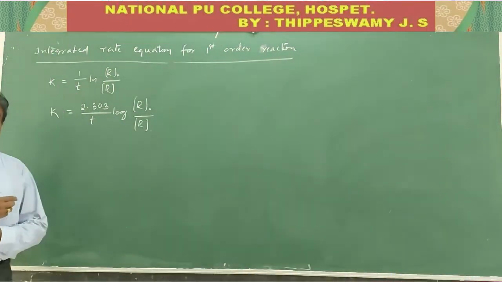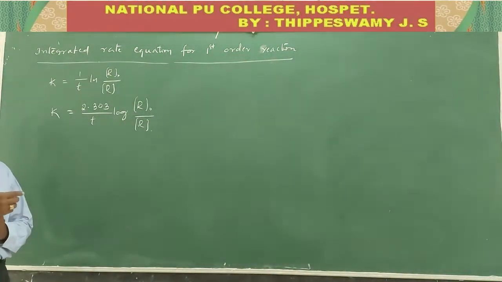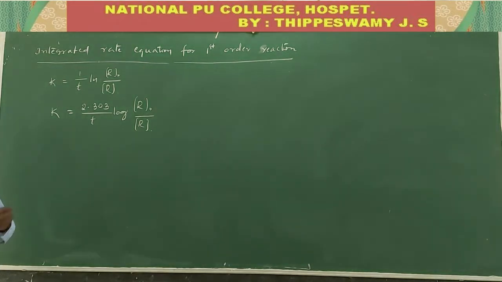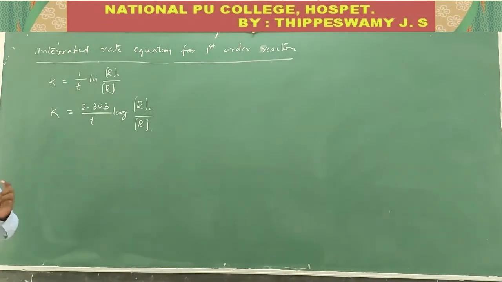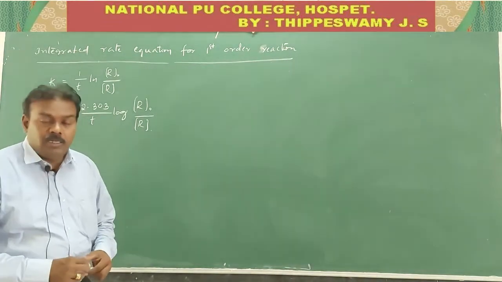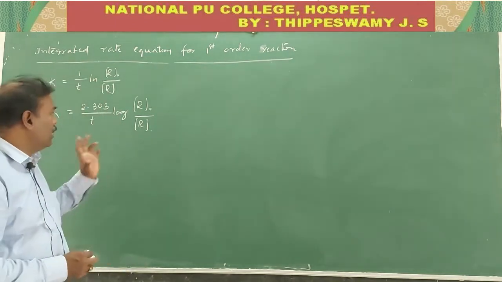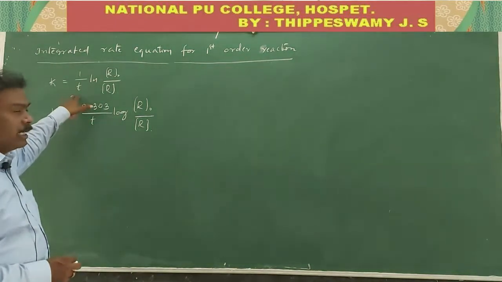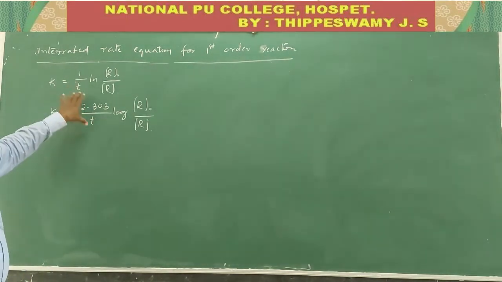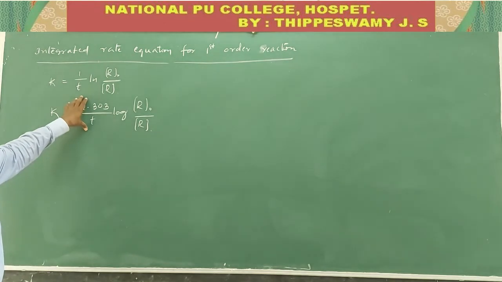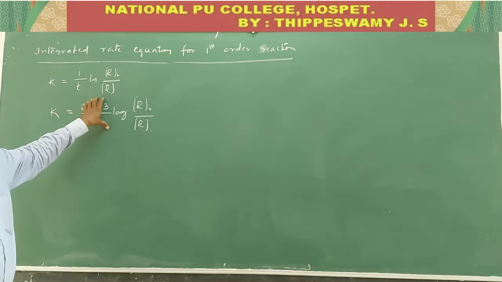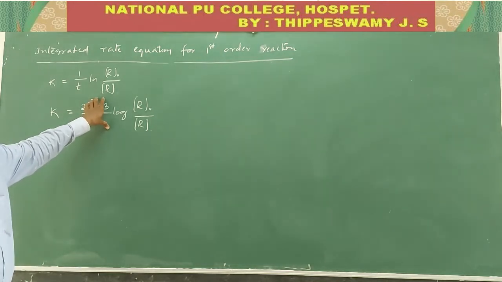Okay, in the last class we discussed the derivation of the integrated rate equation for zero order as well as for first order reactions. We discussed the relation for the integrated rate equation for the first order reaction, that is, the rate constant of a first order reaction. And this derivation is very important, as I already told in the last class.